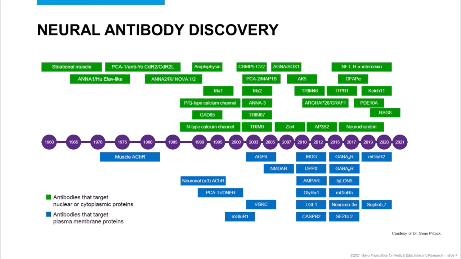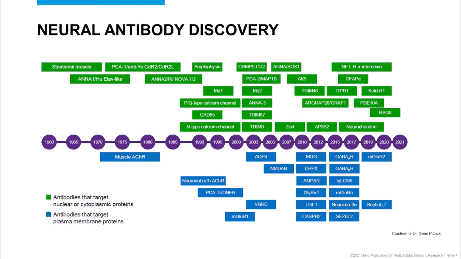But there's been a wide variety of neural antibodies discovered. If we look here at this picture dating back to 1960, this was a slide provided to me by Dr. Sean Pillock. What you'll see here on the top are antibodies that target nuclear or cytoplasmic proteins. We'll come back to that a little bit later. And then down below here, you'll see antibodies that target plasma membrane proteins. So you'll see some seminal antibodies here.